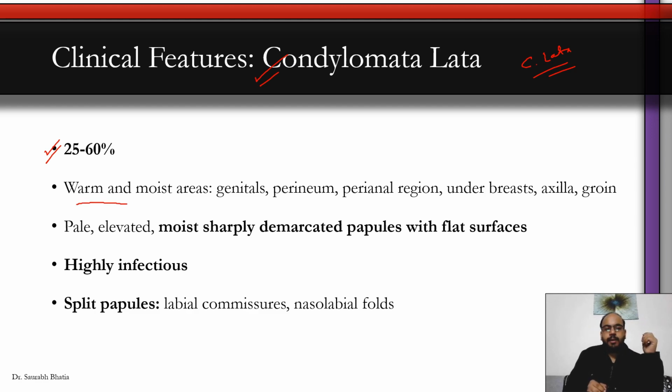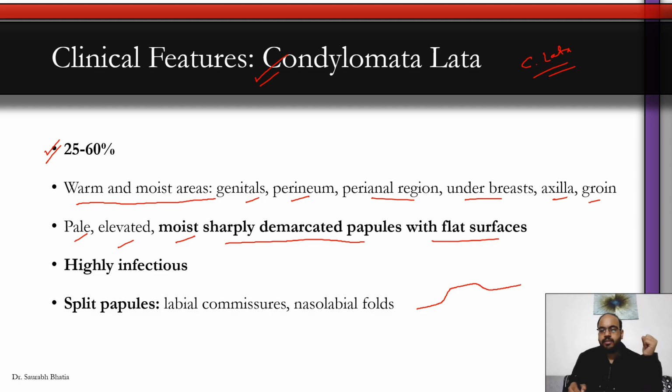And what exactly is C lata? It occurs in warm and moist areas and involves, for example, genitals, perineum, perianal region, inframammary region, axilla, groin, areas which are more susceptible to a humid, moist environment. Morphologically, it presents as pale, elevated, moist, sharply demarcated papules with flat surfaces. So somewhat like this in cross section. And this will be moist. Okay, so moist raised papules with flat surfaces.